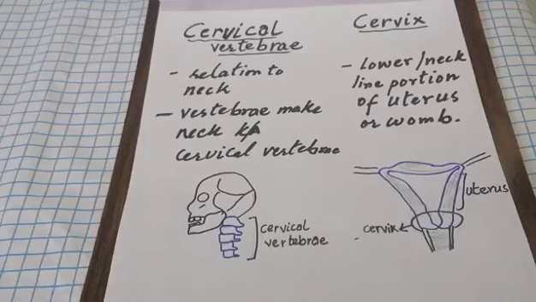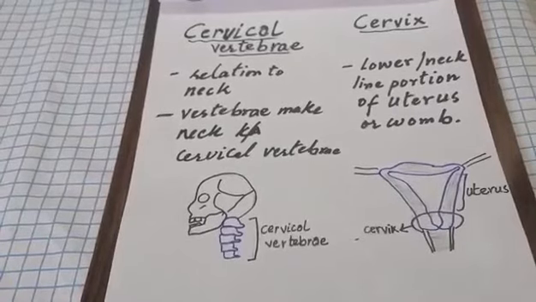So they both have similar pronunciation, but they are different in meaning. One important thing I want to tell you is where you can find these terms. Cervix you can find in the chapter of reproduction. And cervical vertebrae you can find in support and movement, where you have studied the vertebral column or the human skeleton.